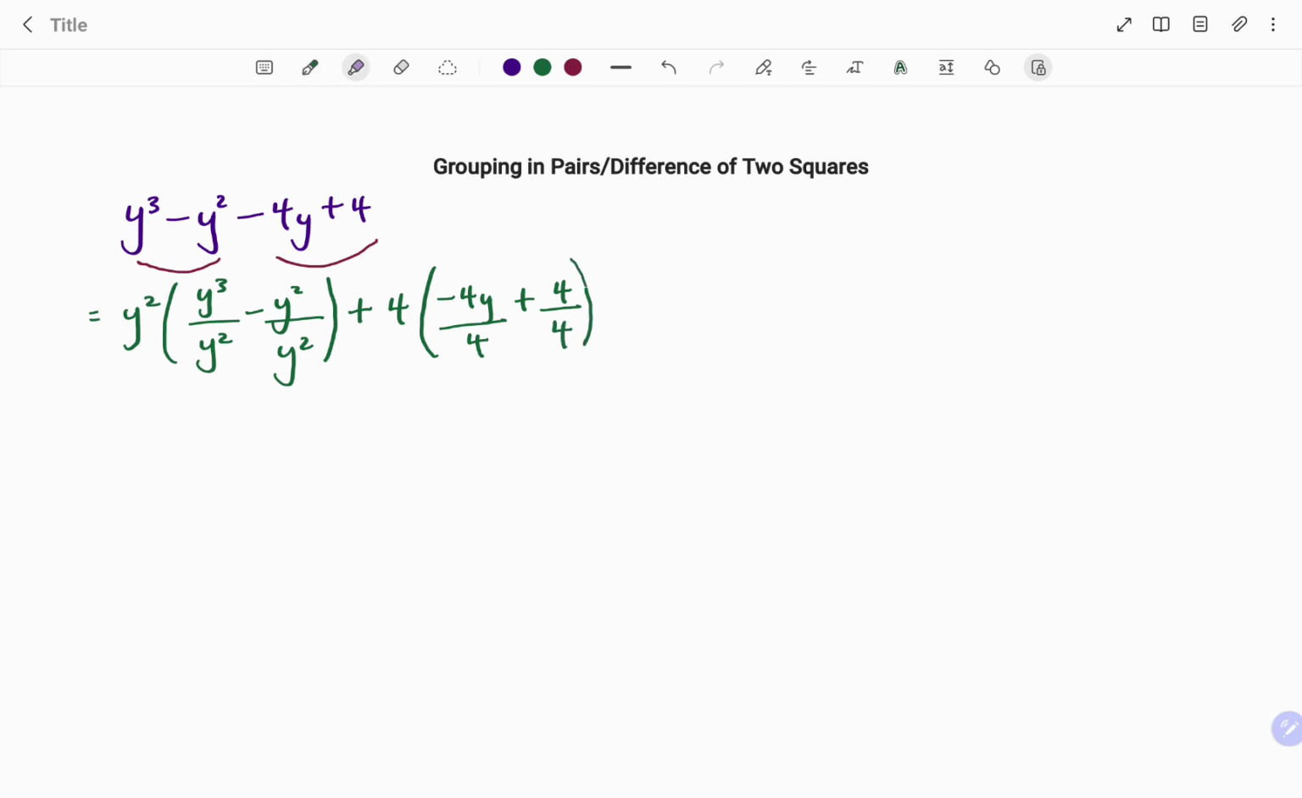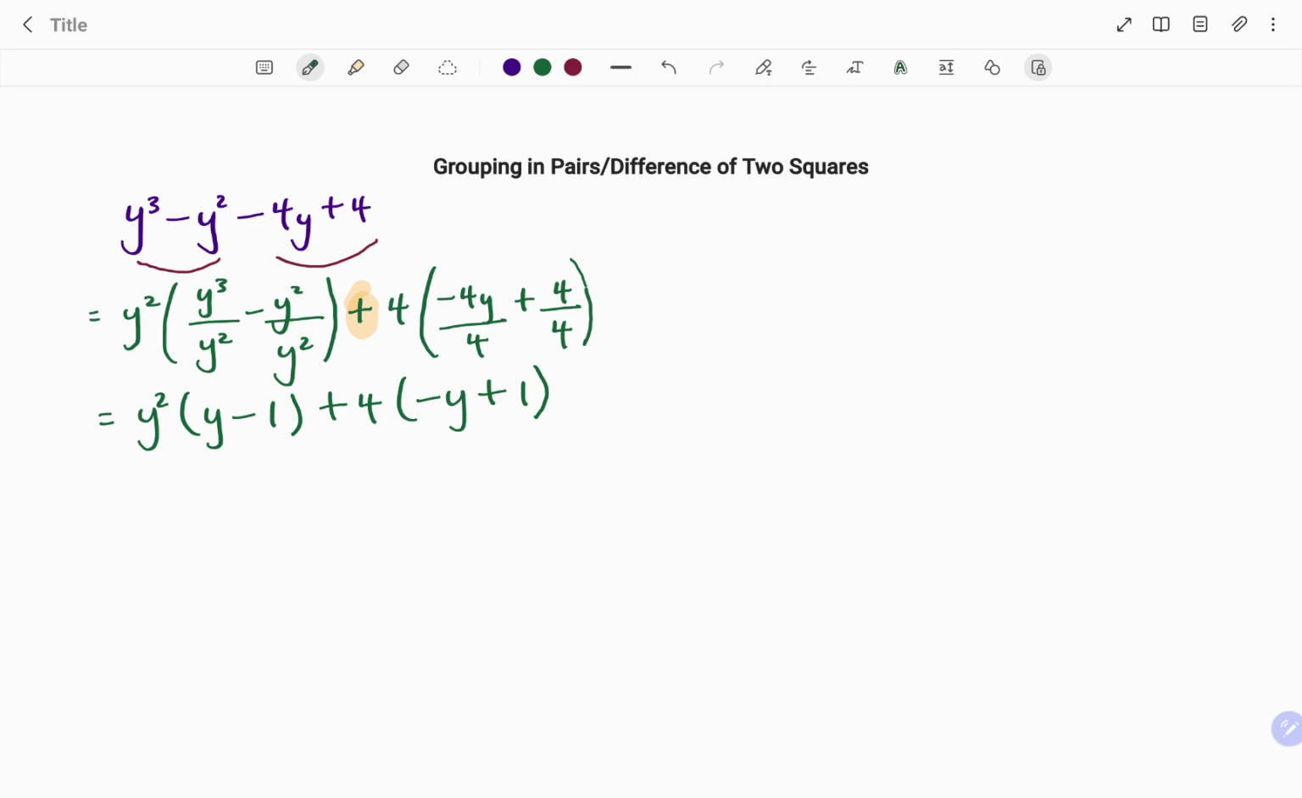Note that I'm starting with a plus in the middle as shown, which is subject to change if the content of the bracket doesn't have the same sign. So simplifying, I have y squared in bracket y cubed divided by y squared. 3 minus 2 is 1, so I'm left with y. 1 minus y squared divided by y squared is 1. Then I have plus 4 in bracket minus 4y divided by 4, that's minus y, plus 4 divided by 4, 1.